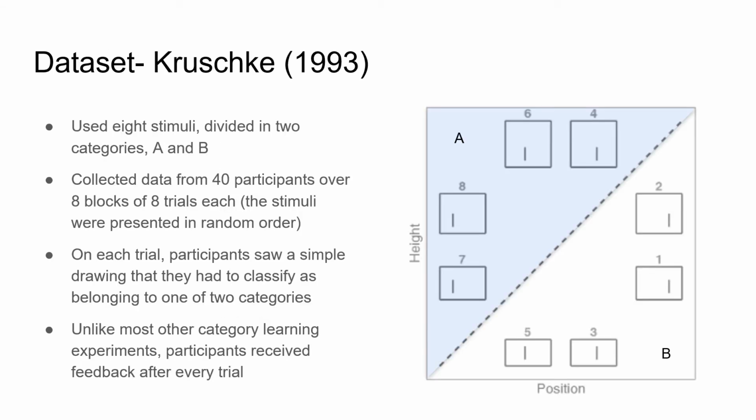So the data set that we decided to use was from an experiment by Kruschke in 1993. In this experiment, he used 8 stimuli divided over 2 categories, A and B. He collected data from 40 participants over 8 blocks of 8 trials each. In each trial, participants saw a drawing that they had to classify as belonging to one of the 2 categories. Unlike most experiments, in this one, participants received feedback after every trial.